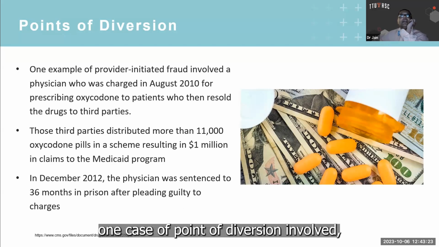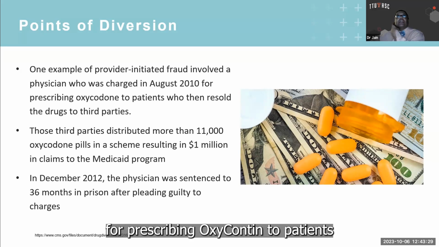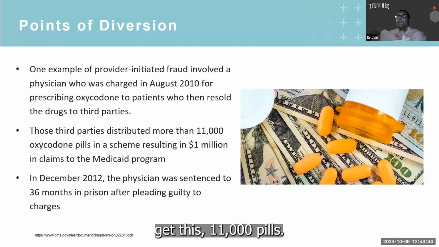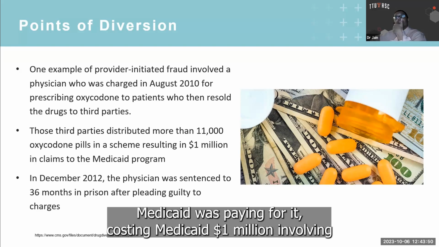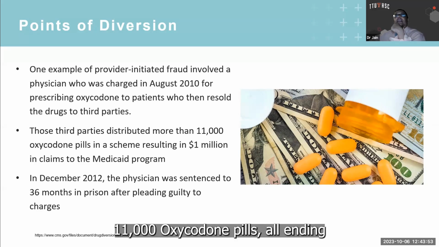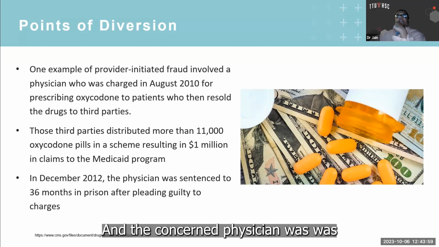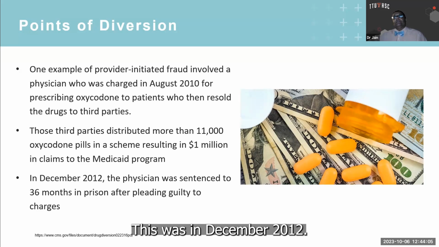There was one case of diversion involving a physician who was charged in August 2010 for prescribing oxycodone to patients, and who then sold this drug to third parties. And so those third parties distributed more than 11,000, get this, 11,000 pills. And so they were getting prescriptions filled through Medicaid. Medicaid was paying for it, costing Medicaid $1 million, involving 11,000 oxycodone pills, all ending up on the streets. And the physician was imprisoned for 36 months after pleading guilty. This was in December 2012.